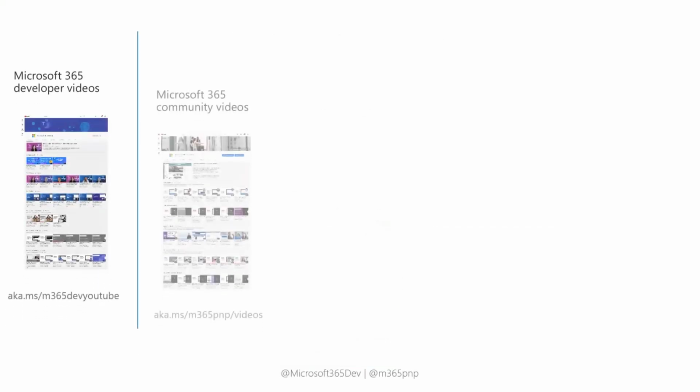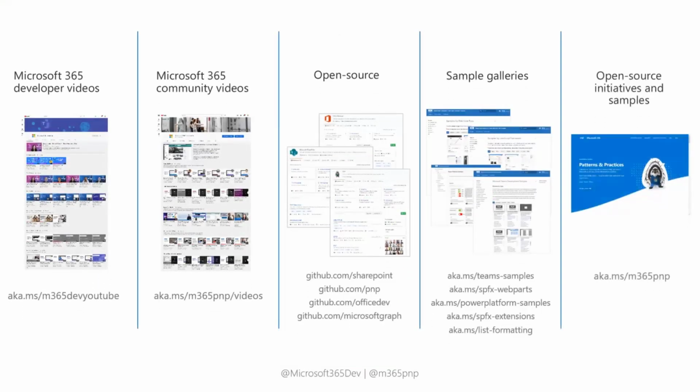If we look at our collection of resources, there are many. We begin with the 365 developer videos and the community videos. We've got a number of open source initiatives available: github.com/SharePoint, PnP, Office Dev, Microsoft Graph, a lot of sample galleries, and we're working on a unified sample gallery that is going to be available soon that everyone can take advantage of to see everything across the world. So it's going to be fantastic. And all of these are open source and have an opportunity to be contributed to.